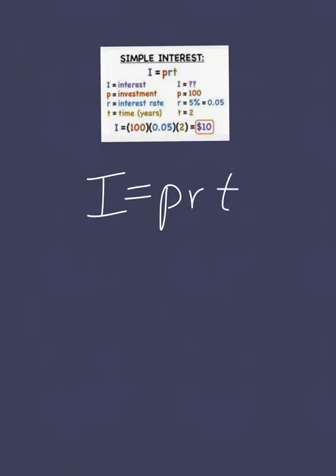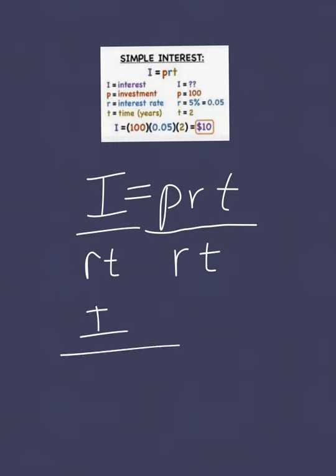Anyway, let's take this equation, I equals PRT. And let's go ahead and solve it for P. Let's solve it for the principal. This is going to be real quick. You divide by RT. So if you take the interest and you divide it by the rate and the time, you will get the principal.